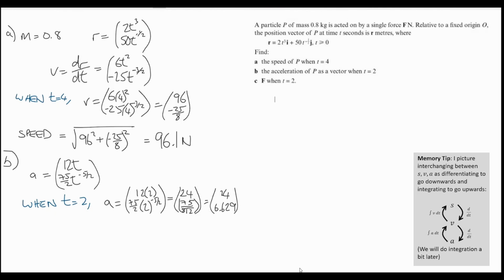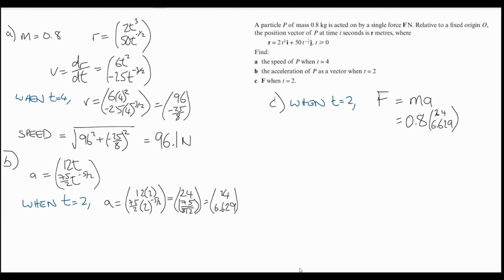In part C, we're asked to find F when t equals 2. Okay, so once again, we're going to make use of Newton's second law, so F equals ma. When t equals 2, well, we already know the acceleration when t equals 2. We found that in the previous part of the question. So we just need to substitute the mass and the acceleration vector. So mass is 0.8, and we substitute our acceleration vector. We get the vector of the force being 19.2, 5.3.